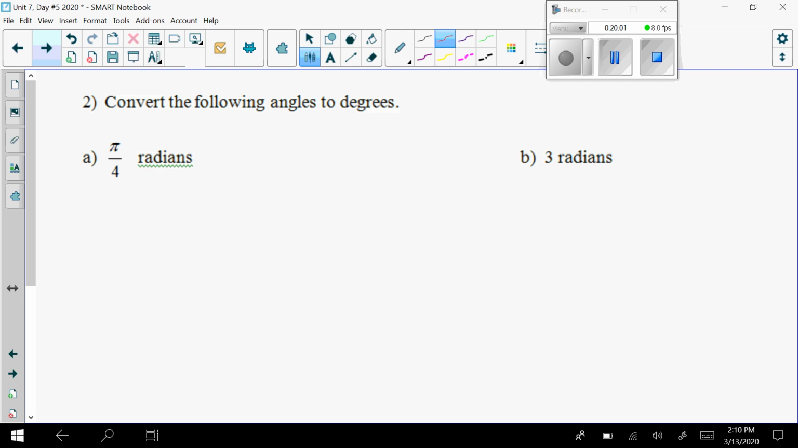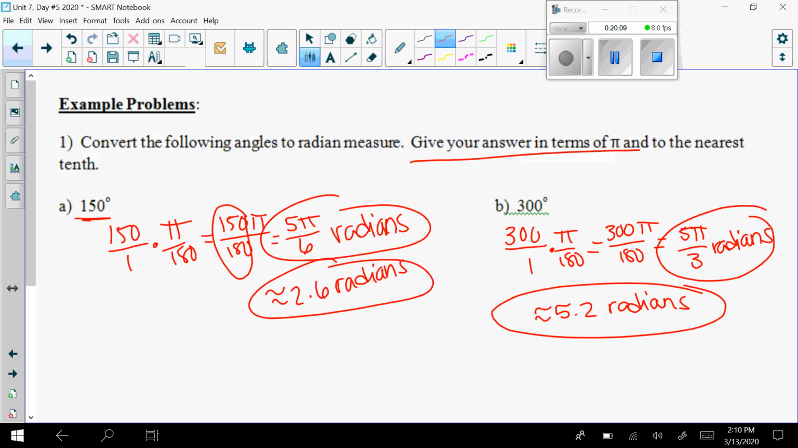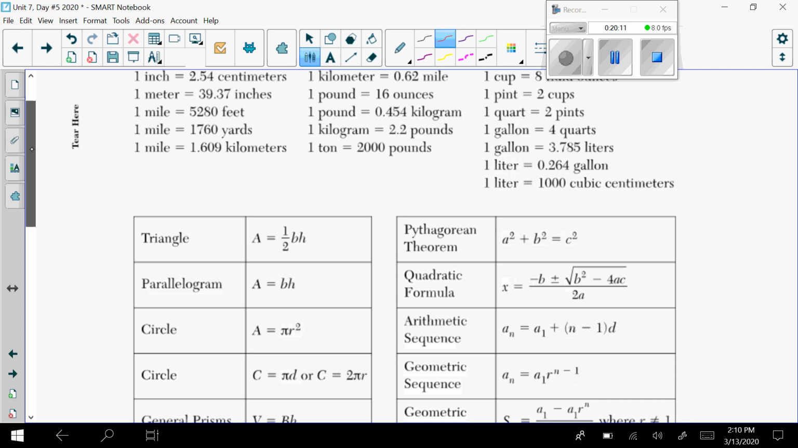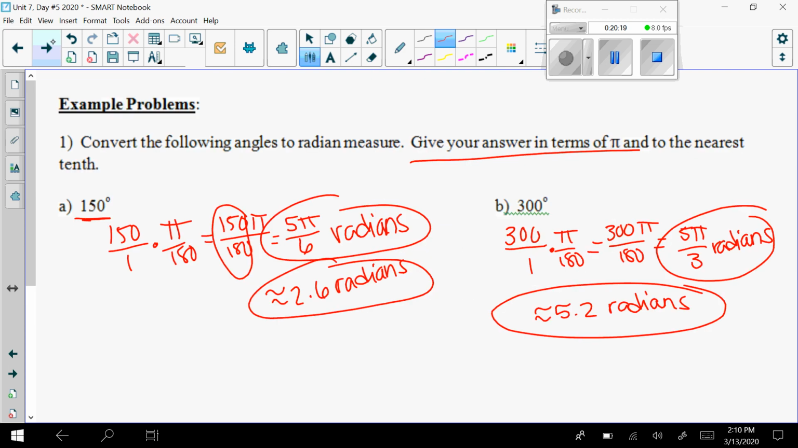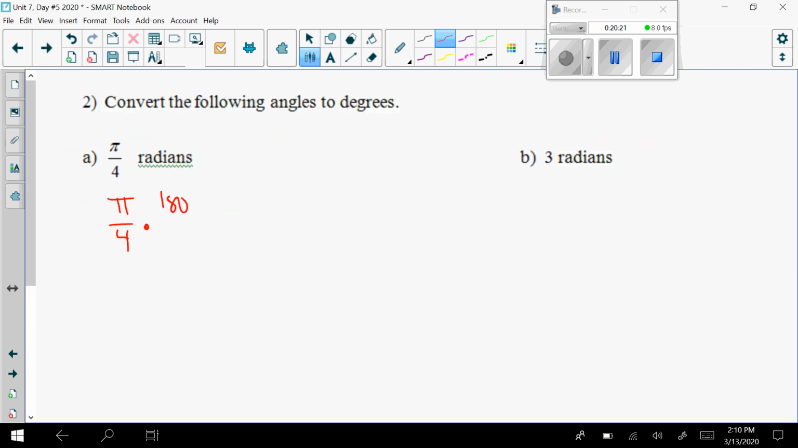Now, if we want to go the other way, you should be multiplying by the other conversion factors. If I go back to my formula sheet, we now have radians to start with. Whatever you start with, you look at that. So I'm starting with radians, and now I want to multiply by 180 over pi. So now you multiply by the reciprocal of what we were multiplying by before. And notice now these pi's cancel off, and this is a nice number.